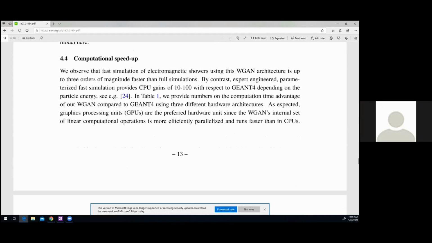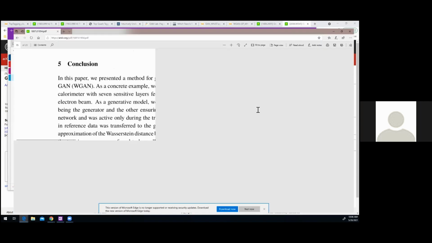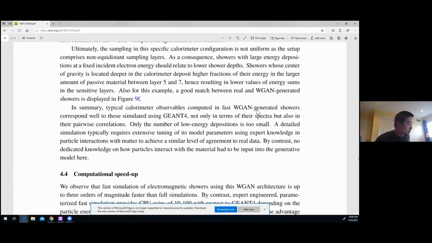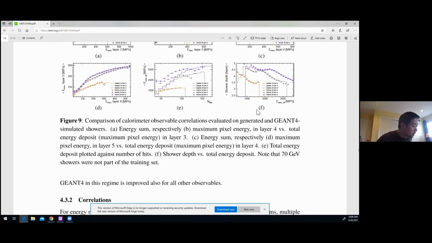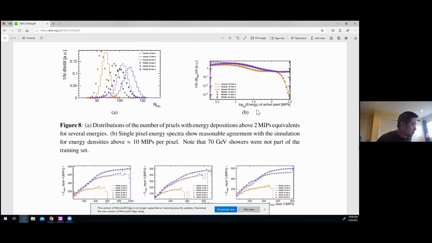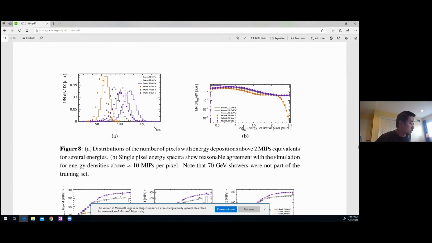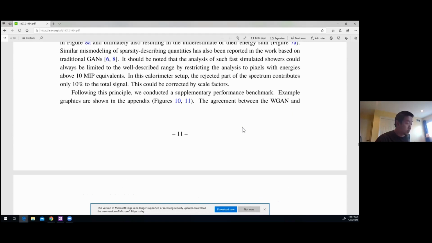How do these things compare with the fast parameterized simulation that people have used for a long time? Good question. I don't think they have it in here. I've seen it in an ATLAS paper. I'm not going to try to Google that now, but the experimental collaborations have started to do this as well. So there is at least one ATLAS study of this, and I think they compare against the FastSim.